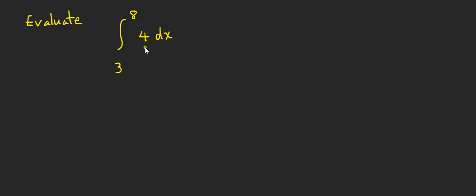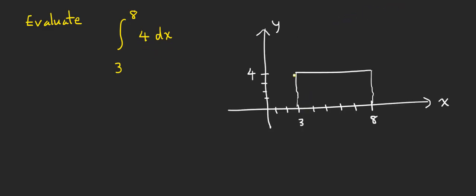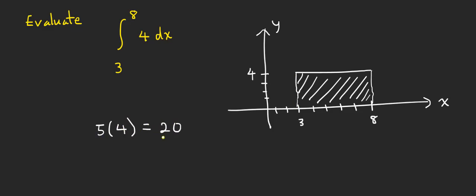So let's evaluate the integral of 4 from 3 to 8. When you graph y equals 4 from 3 to 8, you get something like this. So y equals 4 is a horizontal line from 3 to 8. So basically what we need to do is find the area of this rectangle. And what is the length of this rectangle? It's 8 minus 3, which is 5. And what is the height? 4. So 5 times 4 is going to be 20.